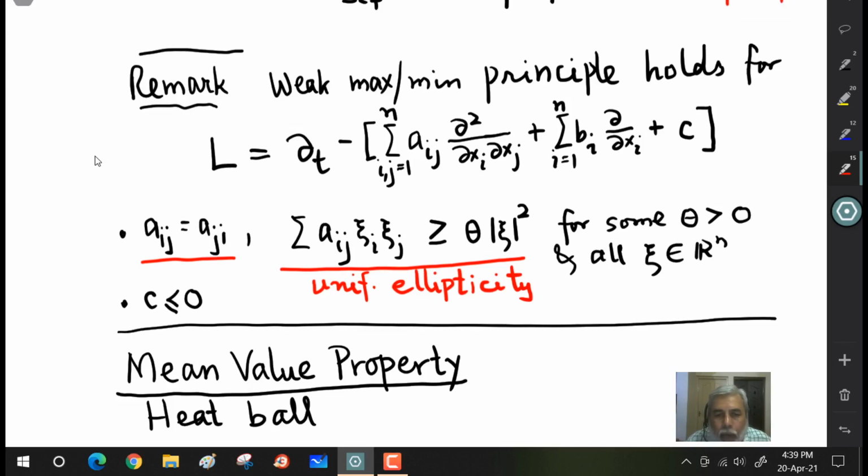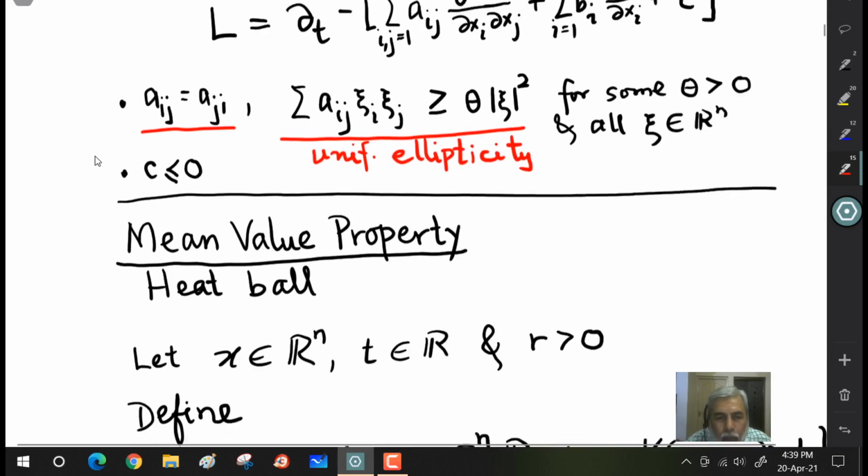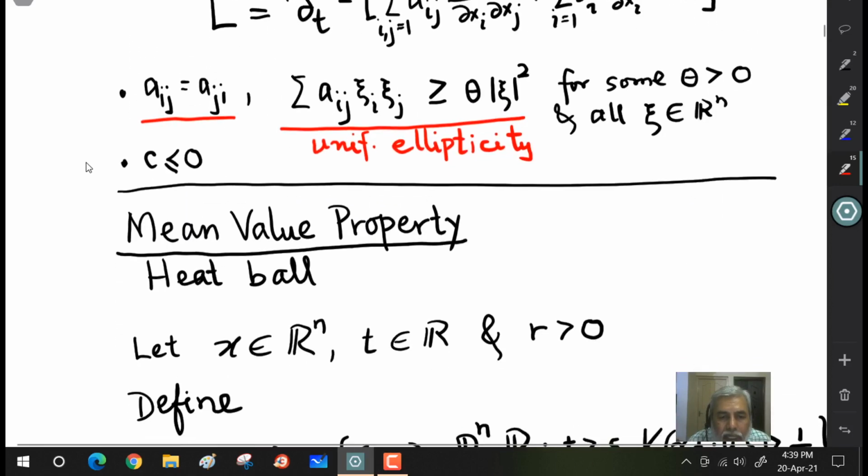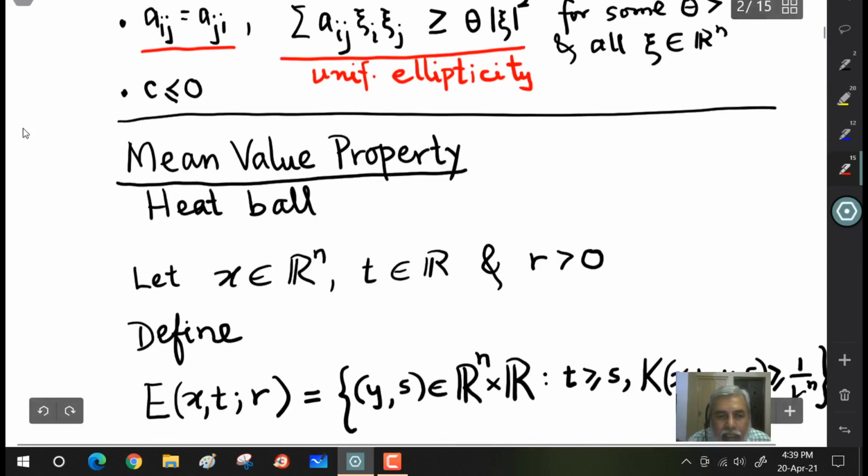With this, now we move on to another qualitative property of the solution of the heat equation, and this is the mean value property. In this context, we are taking the average over a set which is known as the heat ball. So we'll define that.